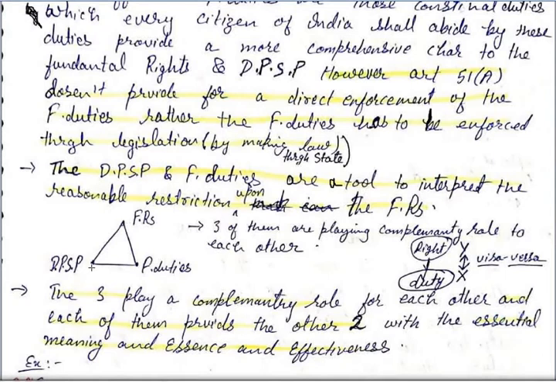If these are not there, these two become purposeless, meaningless, and unattainable. Means they are playing a complementary role to each other. Means one provides a meaning, effect, and essence to the other. So that is the mutual interplay between the fundamental rights, DPSP, and fundamental duties.